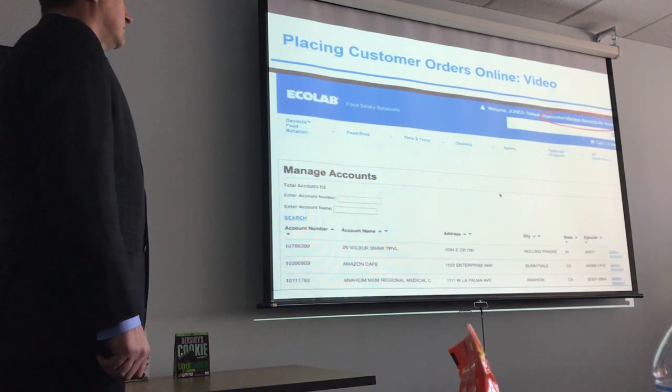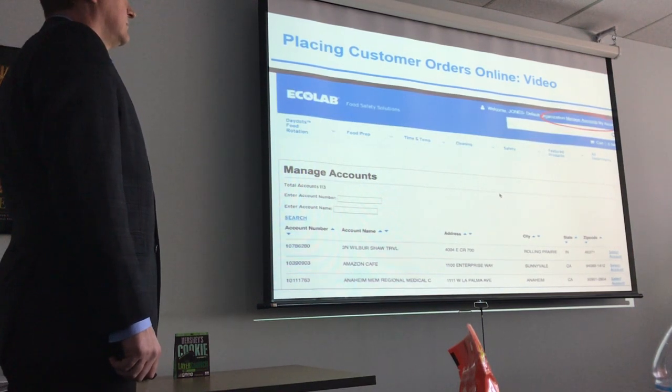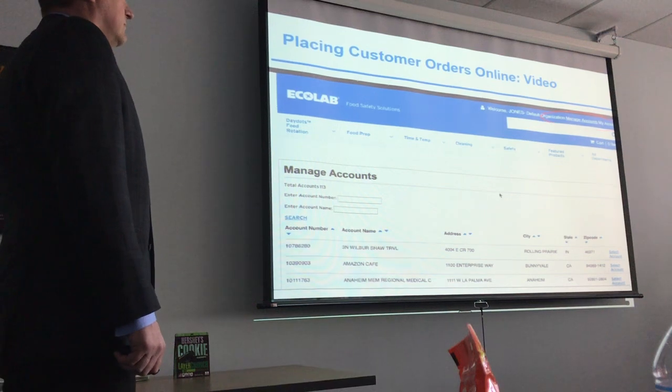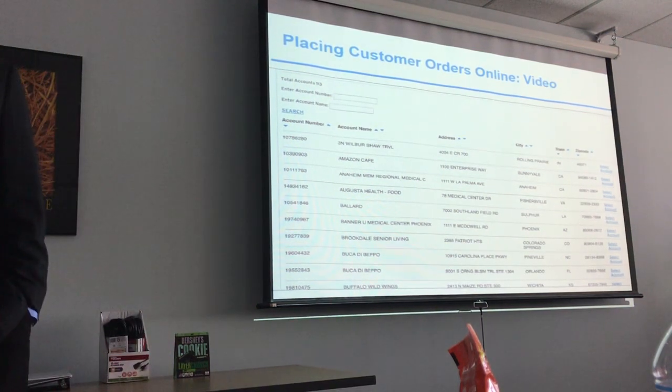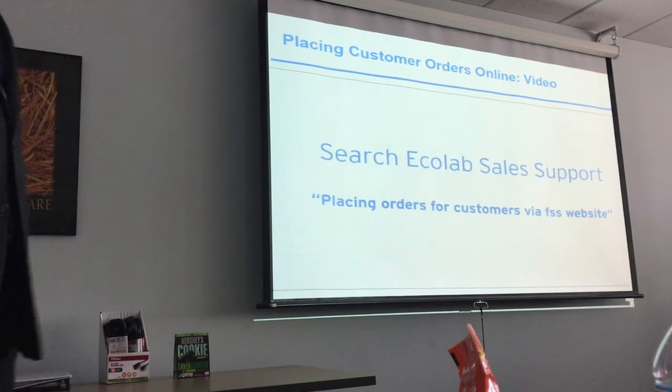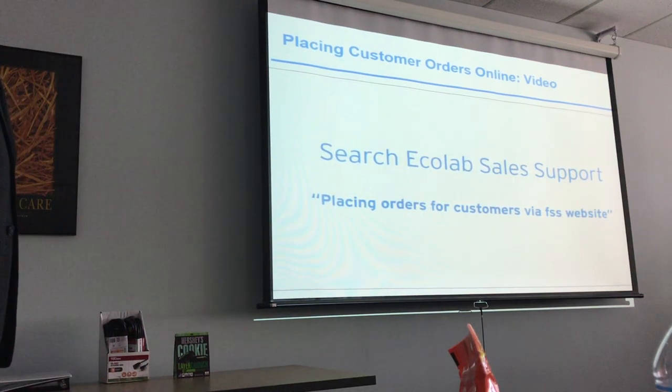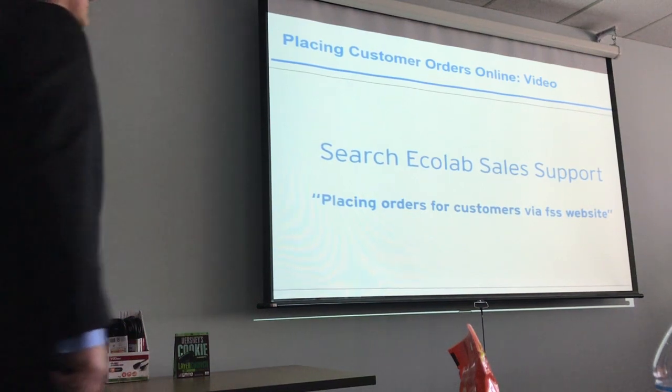To view account information for another customer, select Manage Accounts from the top right of the page. This will take you back to your list of current customers. For more information, search Ecolab Sales Support for the document name, Placing Orders for Customers via FSS website.